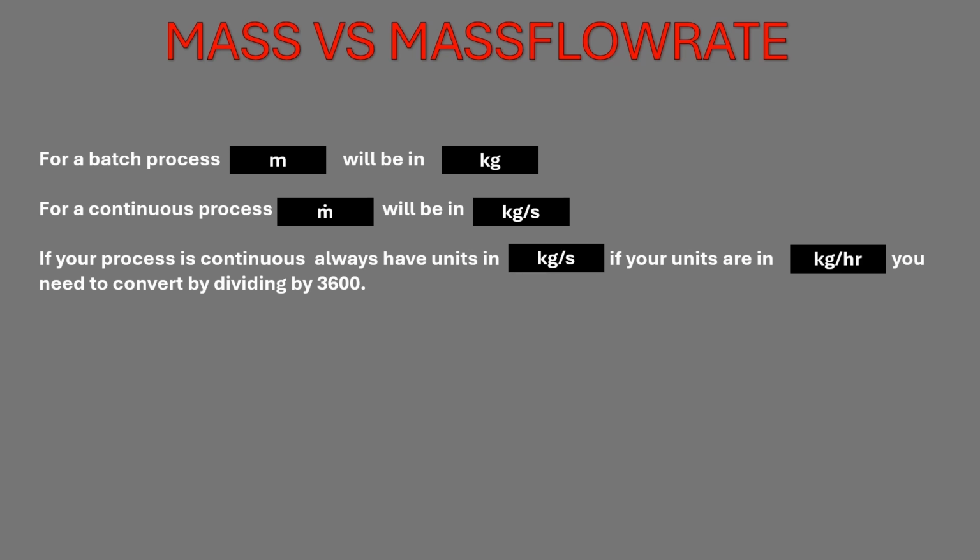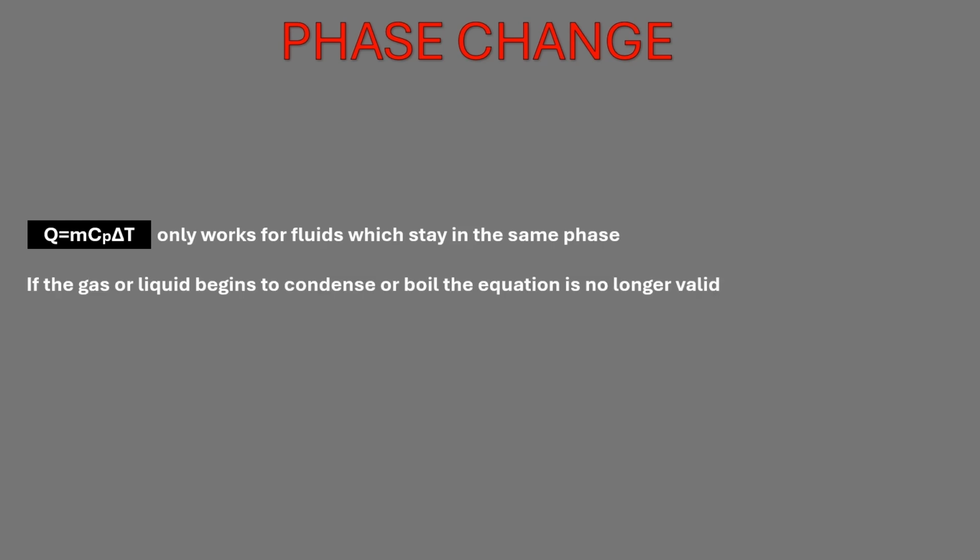Mass flow rate should always be in kilogram per second. However, if given in kilogram per hour, you must divide by 3600 to convert it. The heat equation only works for fluids which stay in the same phase. If the gas or liquid begins to condense or boil, the equation is no longer valid. Why? As the temperature does not rise during a phase change.